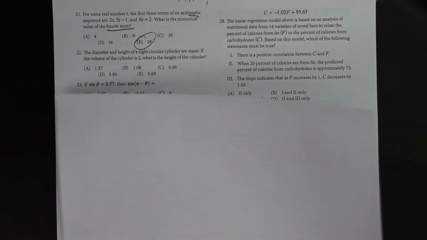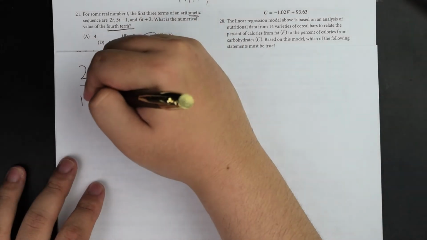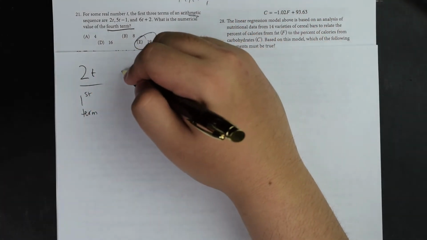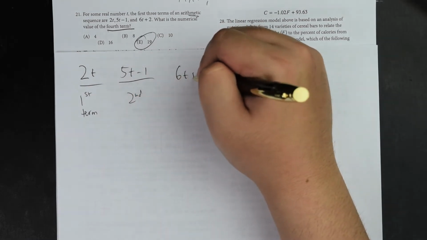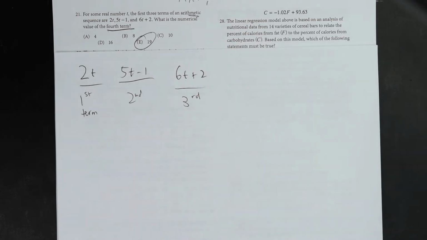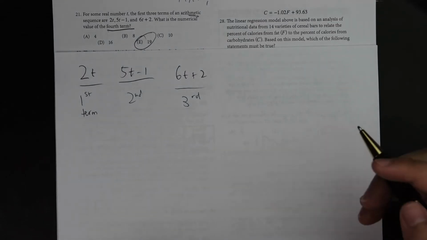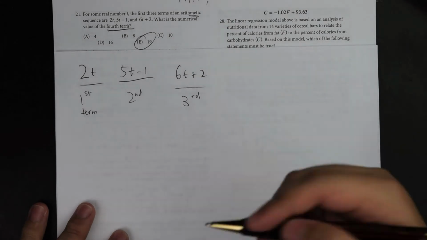So when I was doing this question, I noted that my first term was going to be 2t. And these are not fraction values, they're just term placements. So 5t minus 1 was going to be my second, and 6t plus 2 was going to be my third. When I am doing this value by value evaluation, I need to be careful because it mentions it's an arithmetic sequence question.